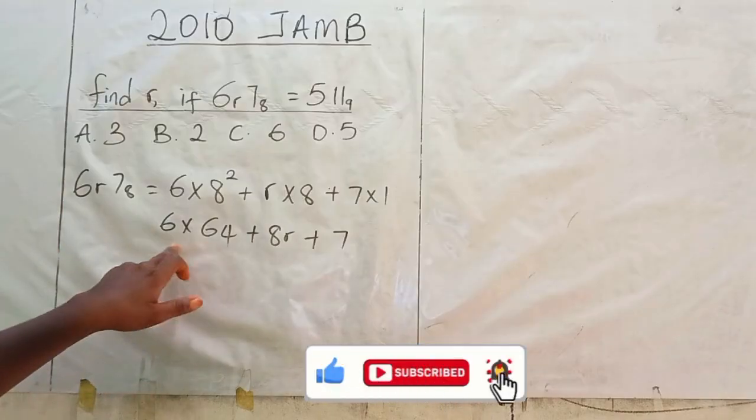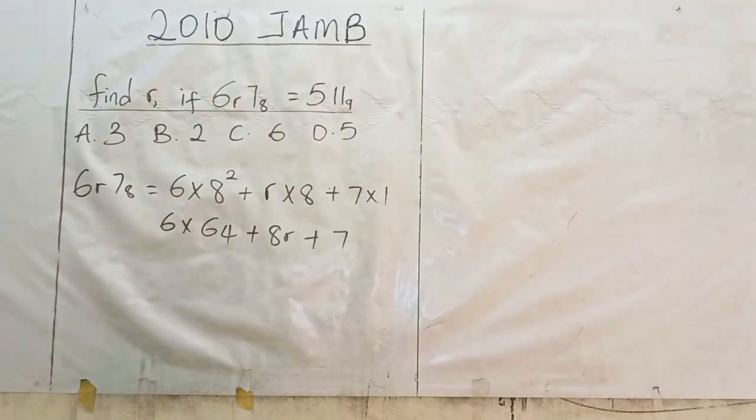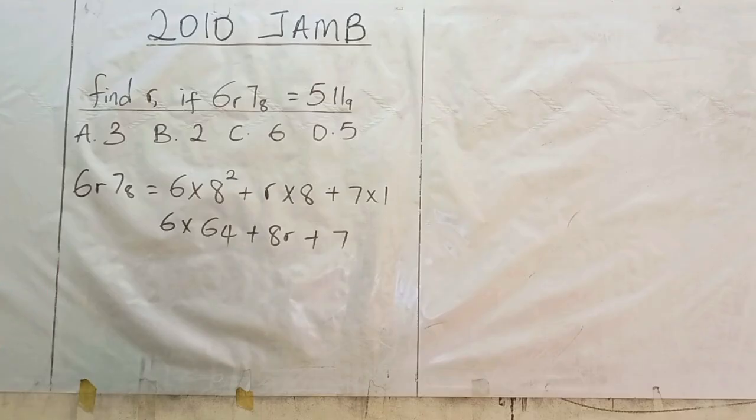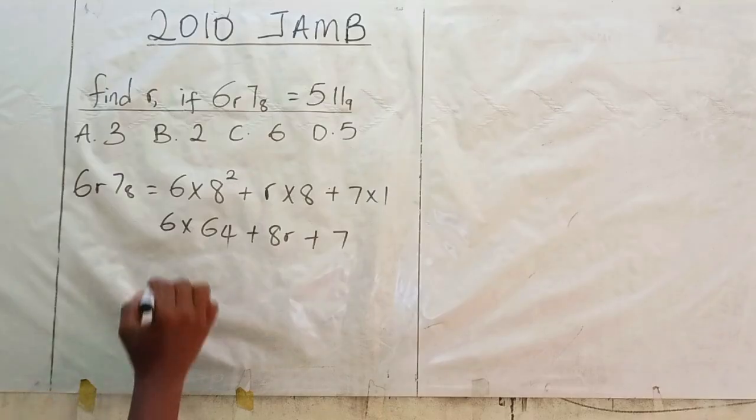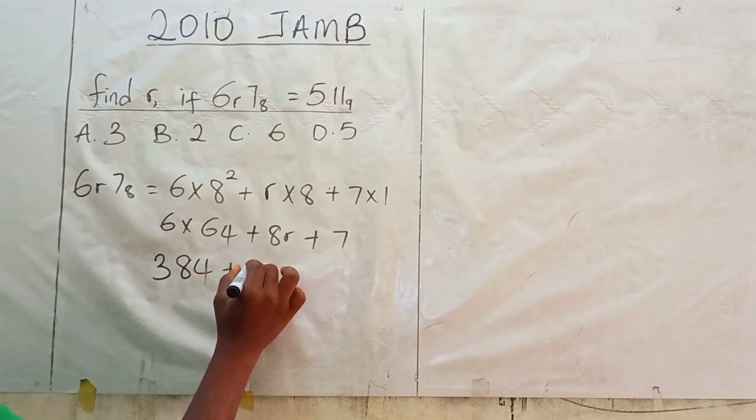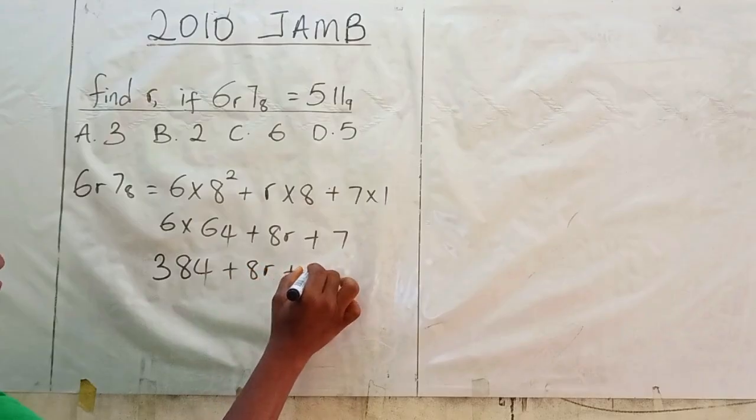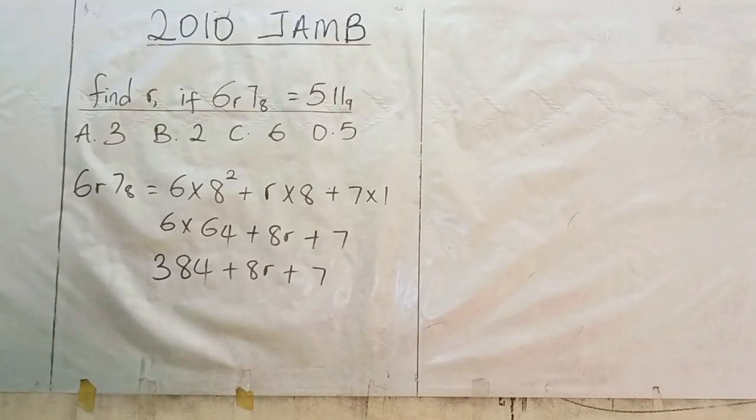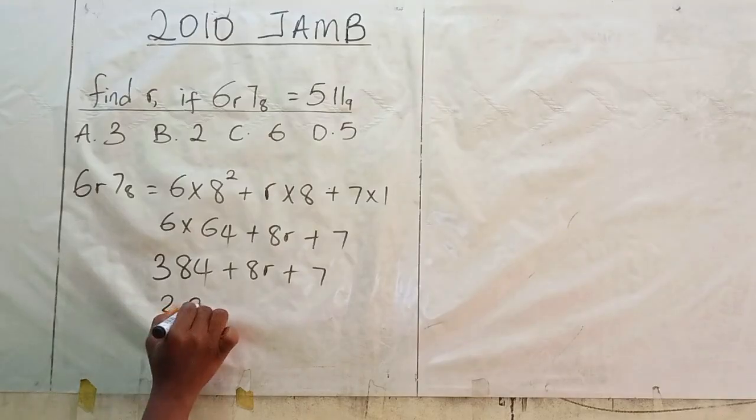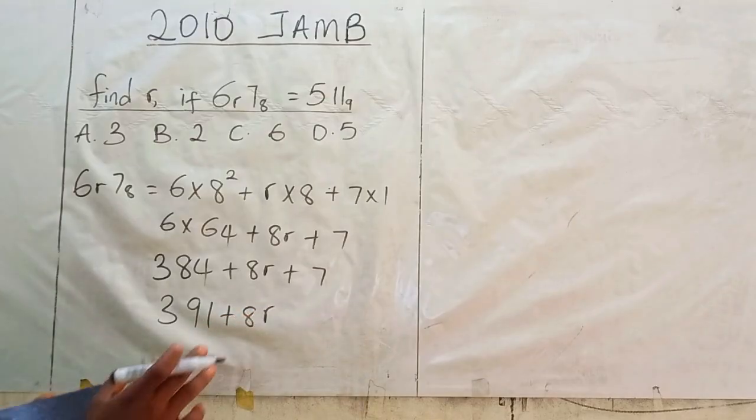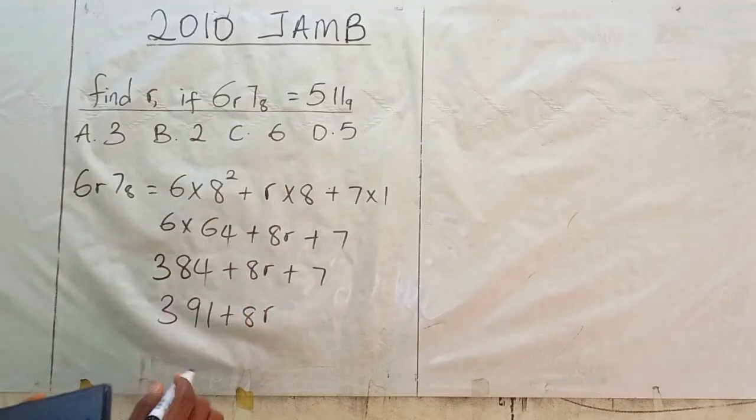All right, so let's multiply these two together. 6 times 64 will give us 384 plus 8R plus 7. Adding 7 to this, we are going to have 391 plus 8R. So this is for this particular one in base 8.